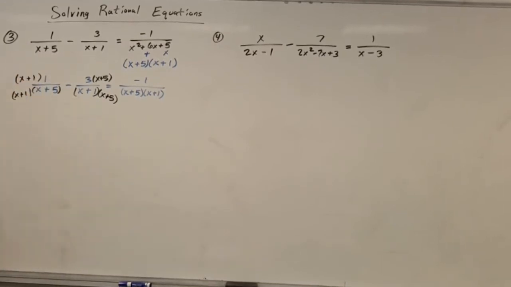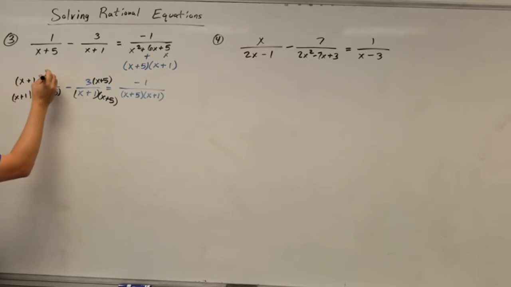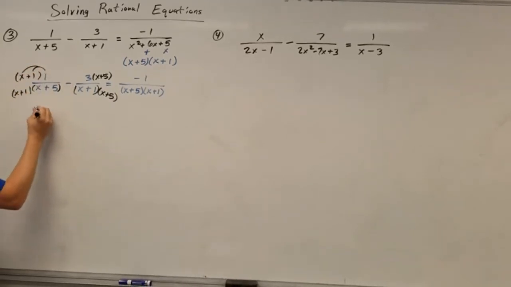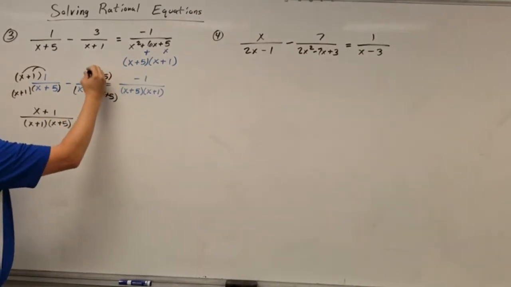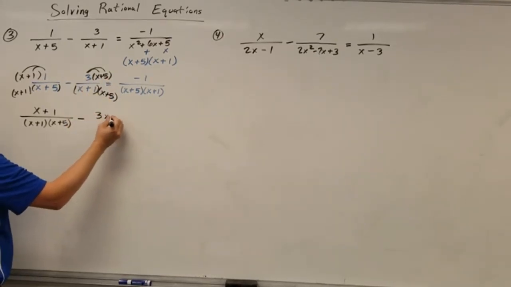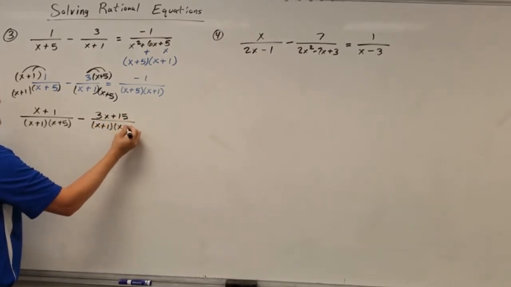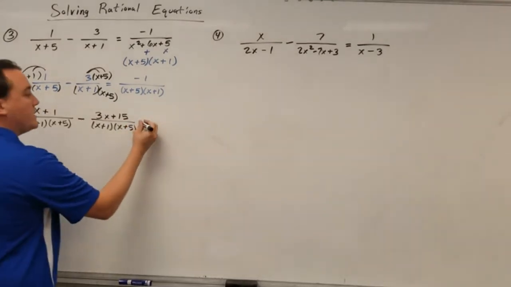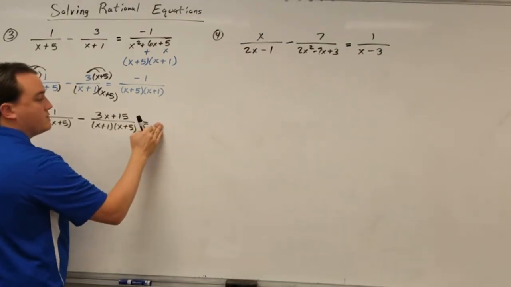Then we can rewrite our new three-term equation. So we have x plus 1, because when we distribute, we get the same thing, over (x plus 1)(x plus 5), minus 3 times x and 3 times 5, so that's 3x plus 15, over (x plus 1)(x plus 5), equals, we don't do anything to this one, so that's just negative 1. We'll leave it alone.